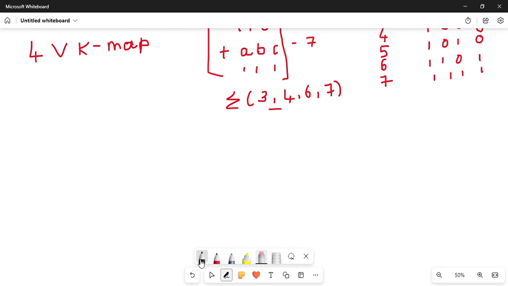You have 4 rows and 16 cells, right? Okay. 4 rows you have and 16 cells.